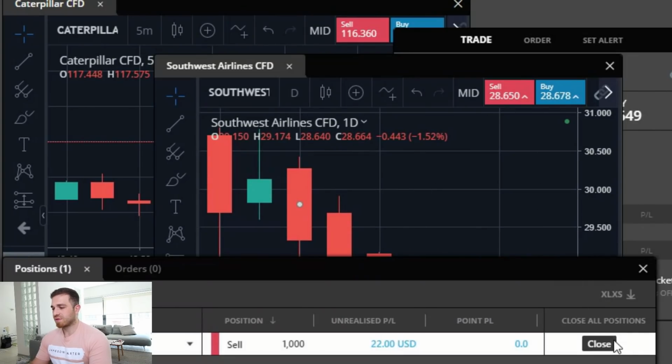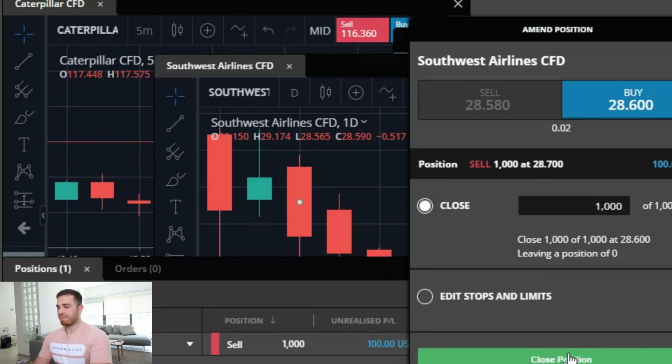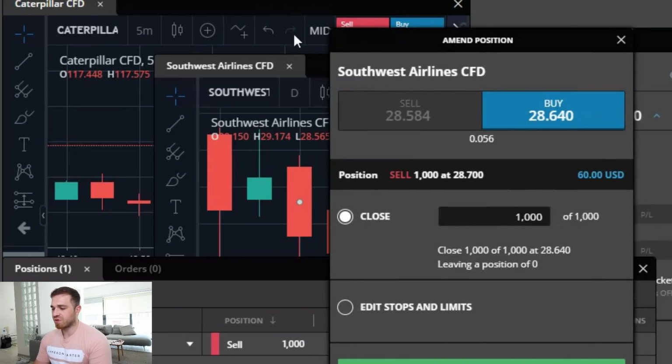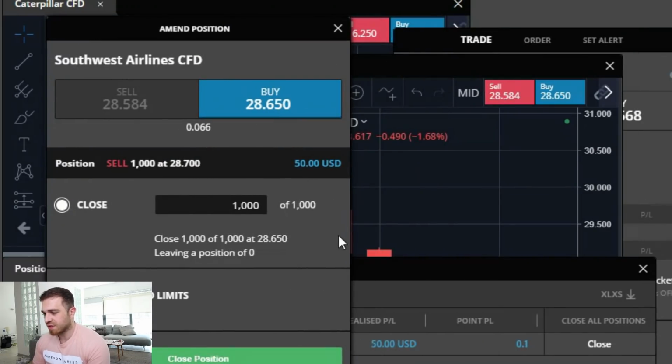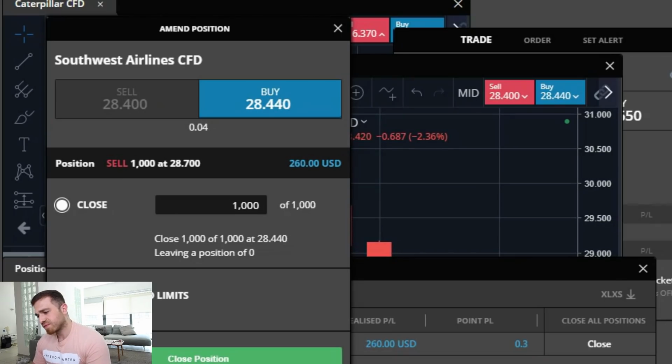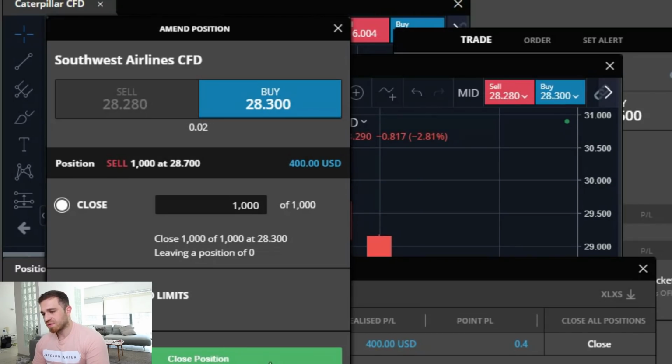There it is. Right, so I'm in, guys, short position, 1,000 shares here on Southwest Airlines. And we're up now. $50, $100, $120, $150, $200, $270, $300, guys. Okay, $400.